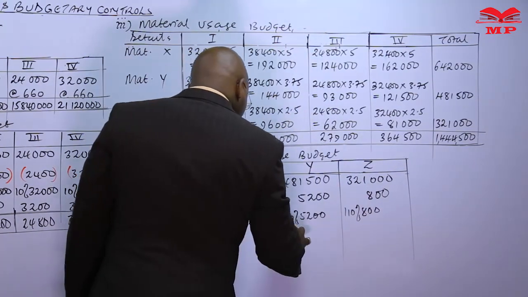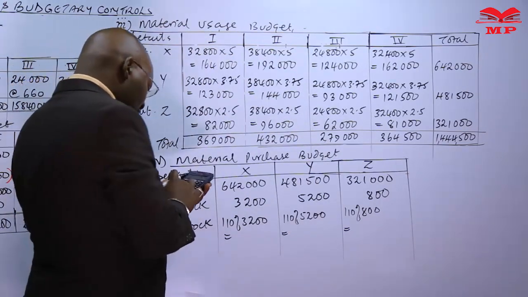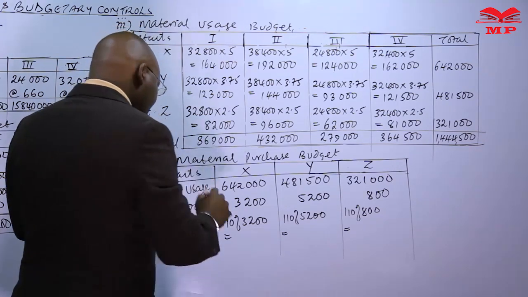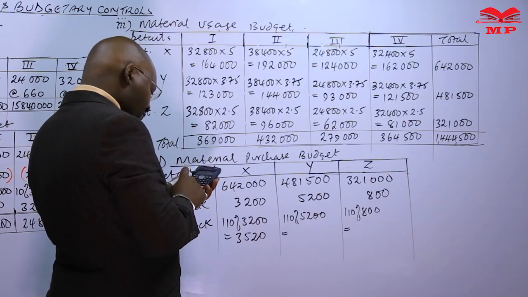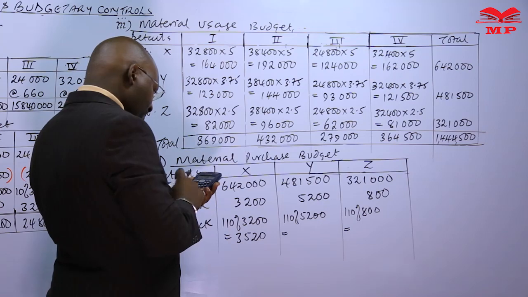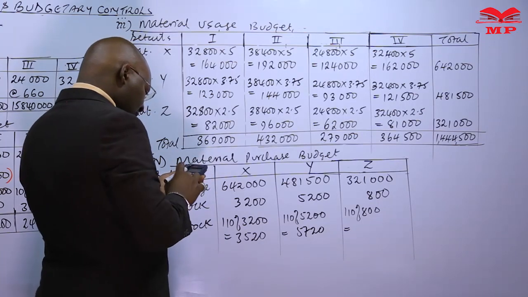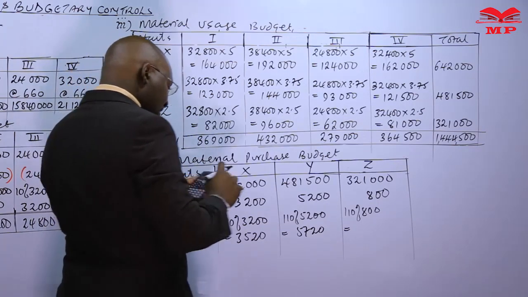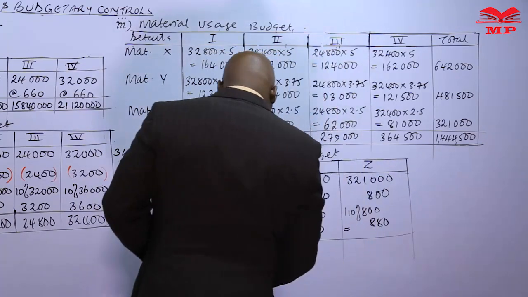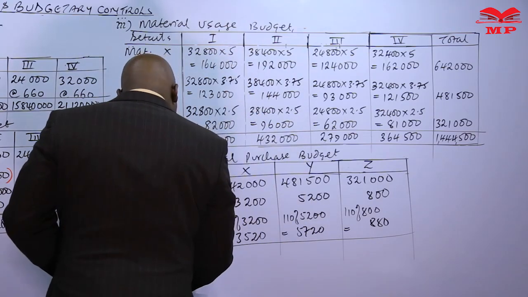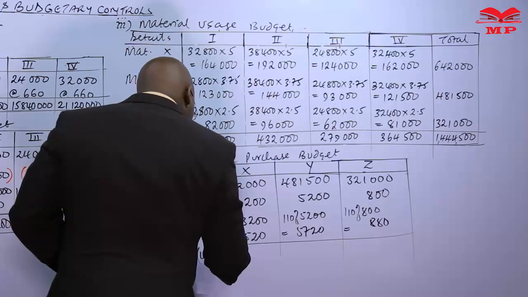So that now we can have our balances as follows. 1.1 times 3,200 gives us 3,520. 1.1 times 5,200 will give us 5,720. 1.1 times 800 will give us 880. Then this now will give us our purchases. This is in units, of course.